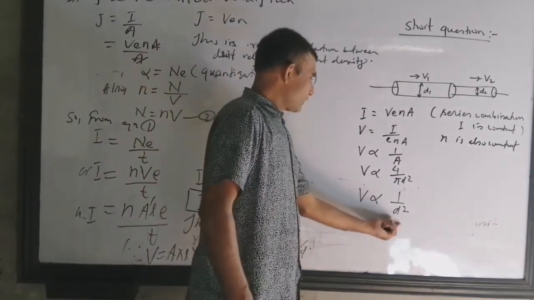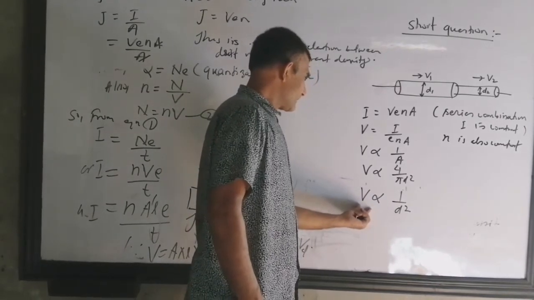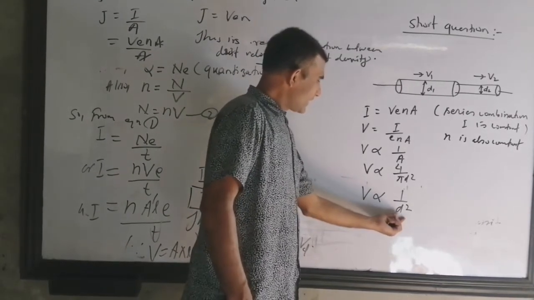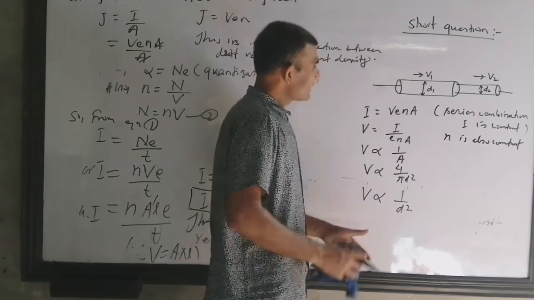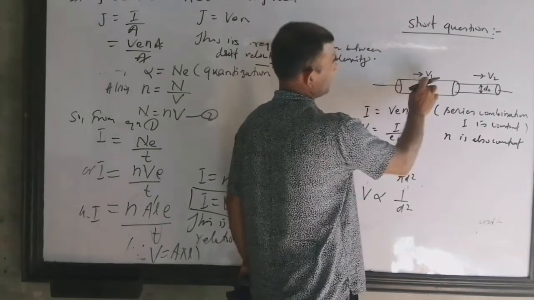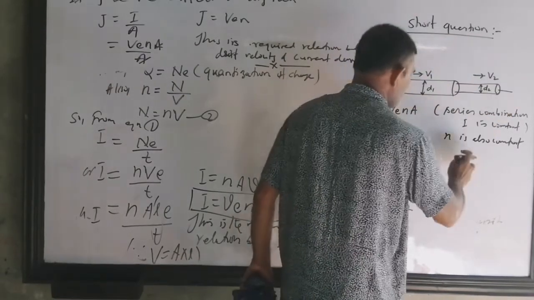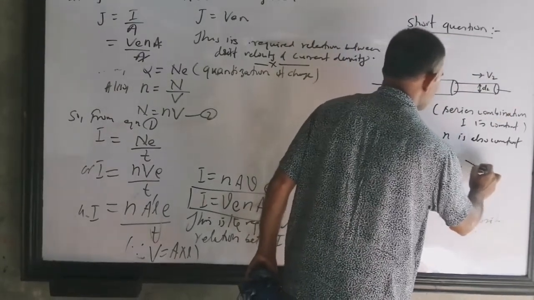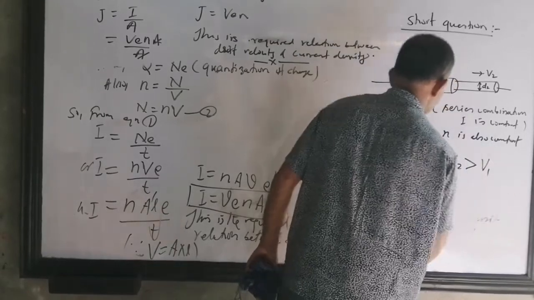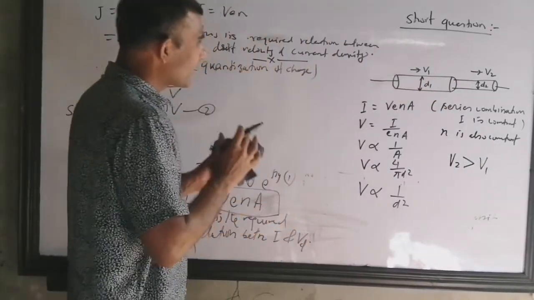If diameter is more, then drift velocity is less. If diameter is less, velocity is more. Means in this case, diameter more, velocity less. Diameter less, velocity more. So from this, what can we conclude? V2 is greater than V1. So this is the logic you can keep in mind.